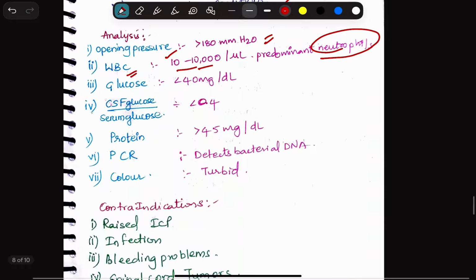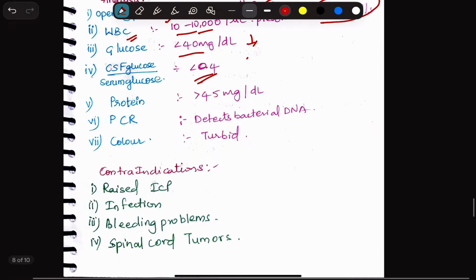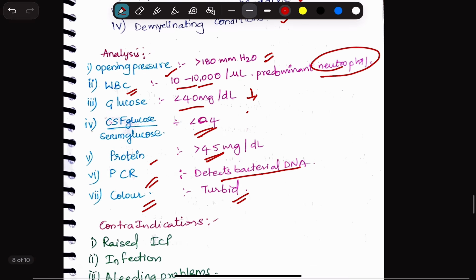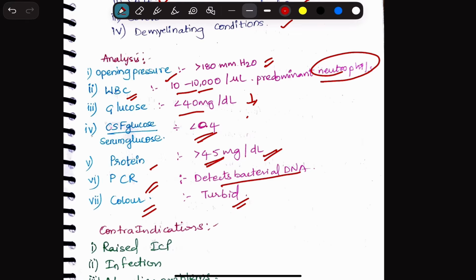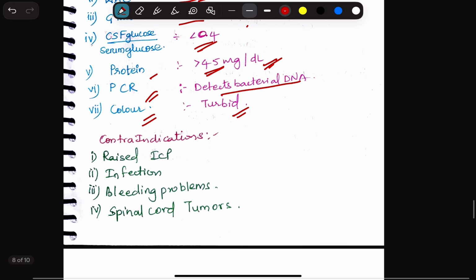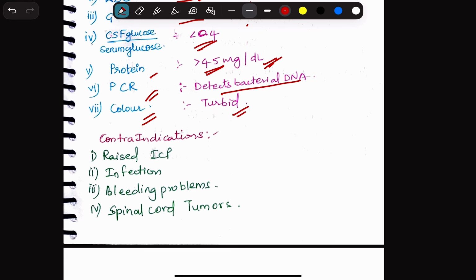Glucose will be less than 40 mg per dL, and the ratio of CSF glucose to serum glucose would be less than 0.4. The protein is slightly increased, greater than 45 mg per dL. If we send this for PCR, polymerase chain reaction, we can detect the bacterial DNA causing this. The color would be turbid due to the increase in protein concentration in the CSF. Usually it is transparent and clear, but due to the increase in protein, the characteristic feature is turbidity.